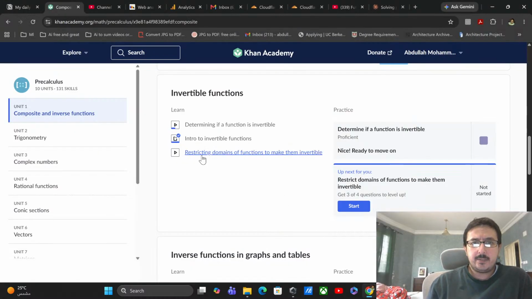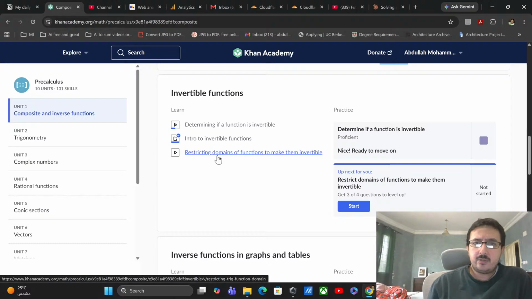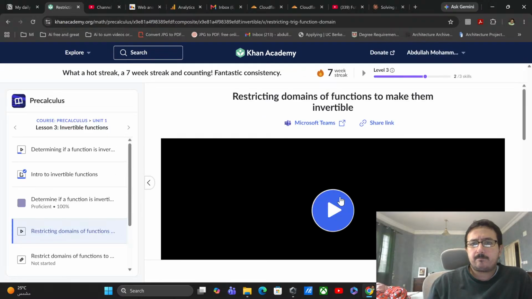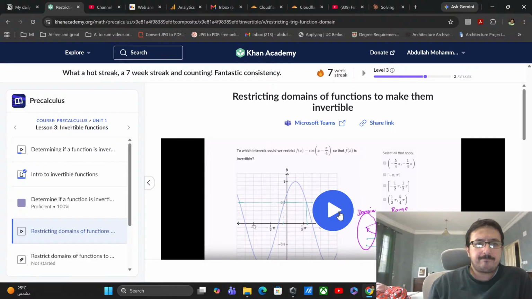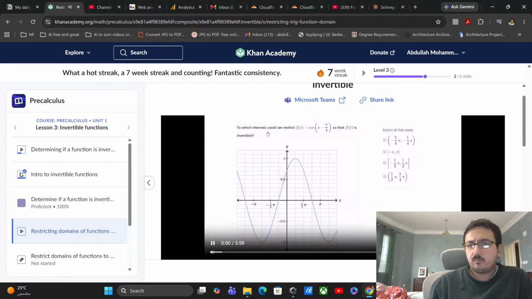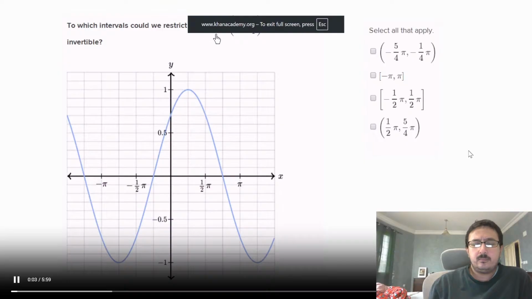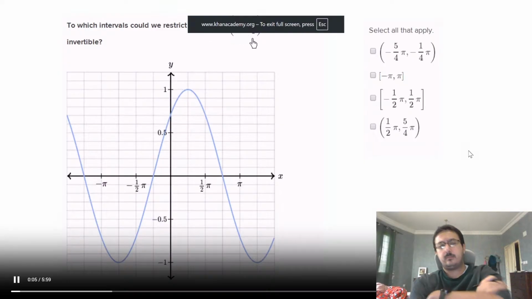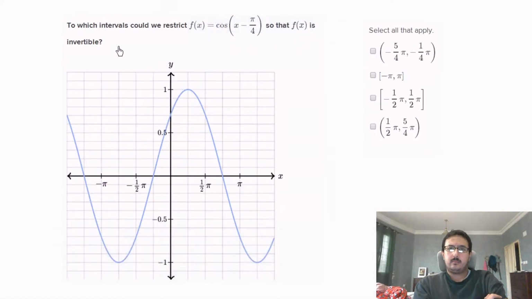Okay, let's start this. Restricting domains of functions to make them invertible. Let's check this out. To which intervals could we restrict f of x is equal to cosine of x minus pi over 4 so that f of x is invertible? And they show us what cosine of x minus pi over 4 looks like, the graph of it.